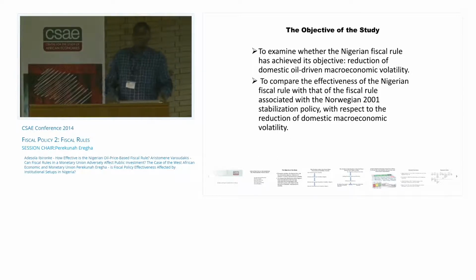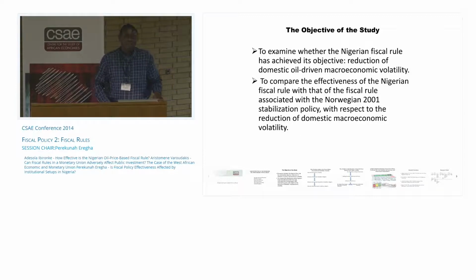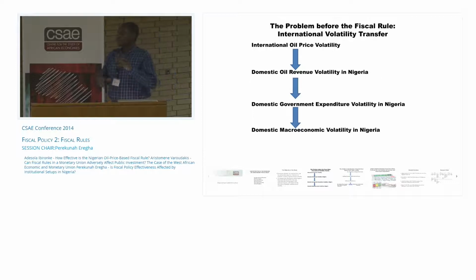Now, there is a diagrammatic demonstration of the problem that was existing in the economy before the rule was introduced. The volatility is usually transferred from the international oil market. You know, one of the attributes of oil is price volatility. So the volatility is transferred from the oil market to the domestic oil revenue and to the government expenditure, then into the economy. The reason for that is that the economy depends largely on oil, so the expenditure is heavily linked to oil revenue.